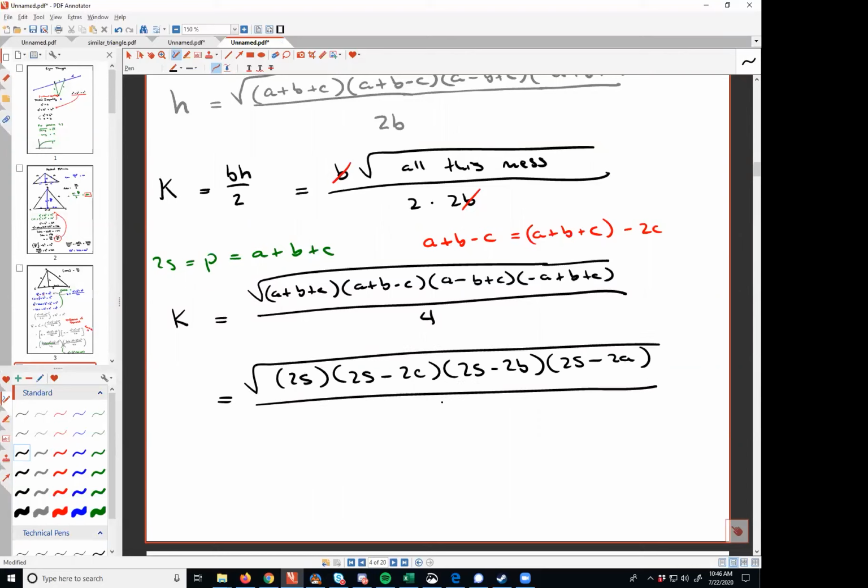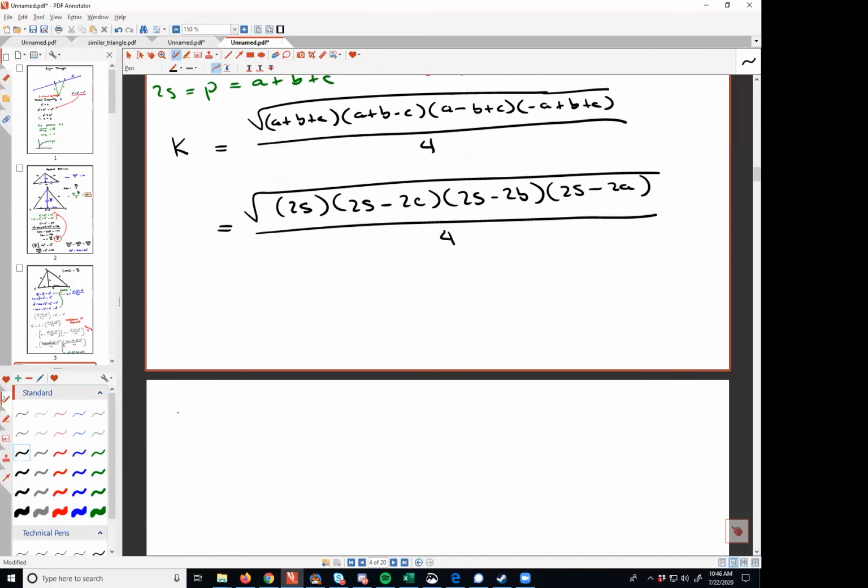What happens now? I think we can factor out 2s. Not 2s. What can we factor out? 2. We can factor a 2 out of each one of those factors under the square root. So that's 2 to the 4th power. What is the square root of 2 to the 4th power? 2 squared, which is 4. Exactly. And that's just going to cancel out with the denominator.